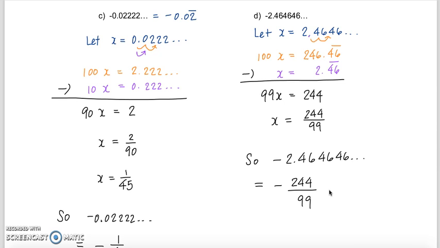So this is the end of the lesson. Now go do your homework for section 1.4 as listed on the table.